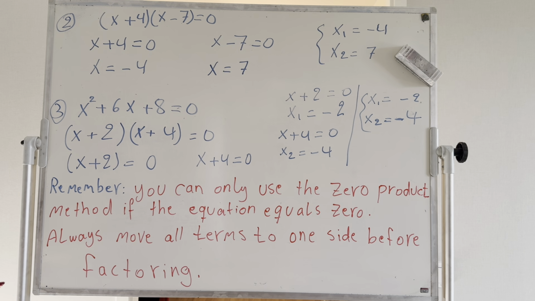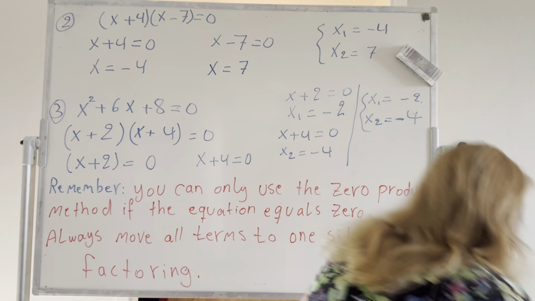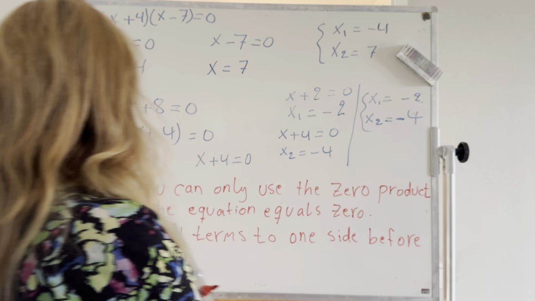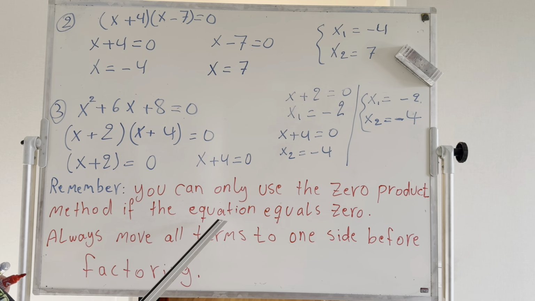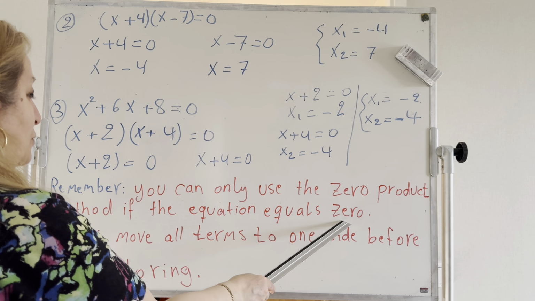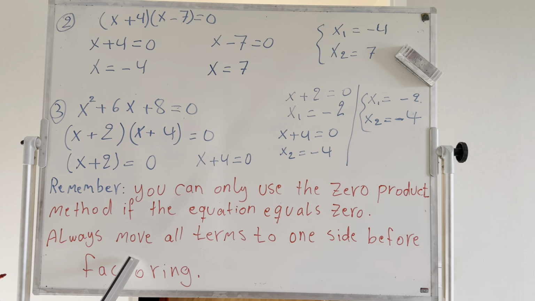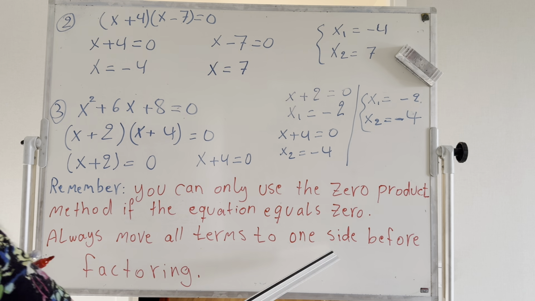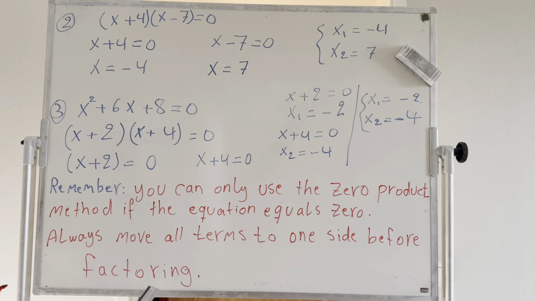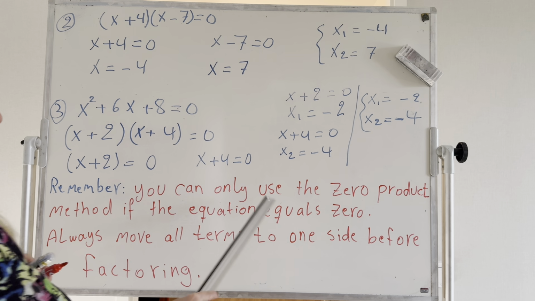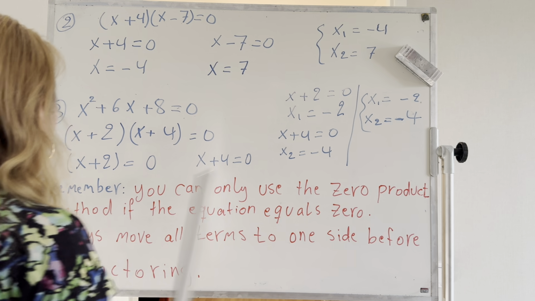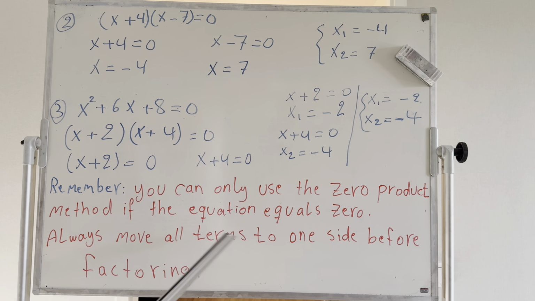Remember, you can only use the zero product method if the equation equals 0. Always move all the terms to one side before factoring.